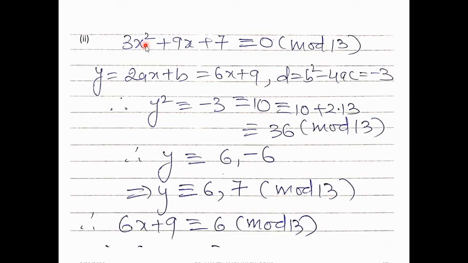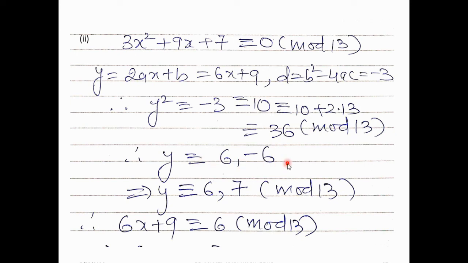Similarly, we can solve the second part, 3x squared plus 9x plus 7 congruent to 0 modulo 13. Here a is 3, b is 9, and c is 7, and p is 13. So y is equal to 2ax plus b, which will be 6x plus 9, and d is equal to b squared minus 4ac, which will be minus 3. So y squared is congruent to minus 3, and minus 3 is congruent to 10 modulo 13, and 10 can be written as 10 plus 2 into 13, because under modulo 13 it will be 10 only. So this is 36. We are doing this just to make a square. So y squared is congruent to 36.